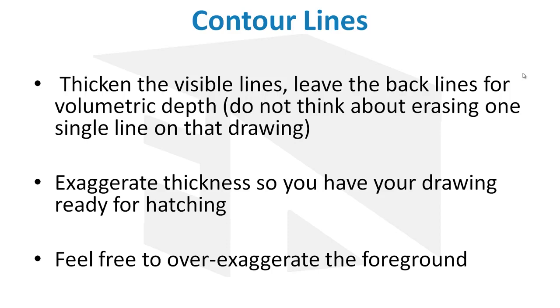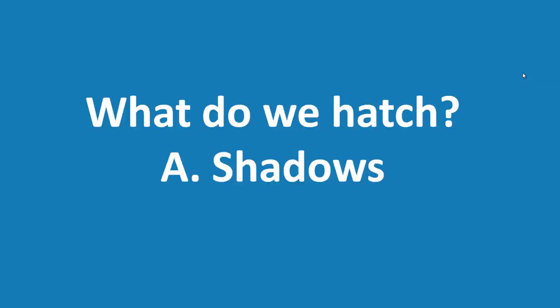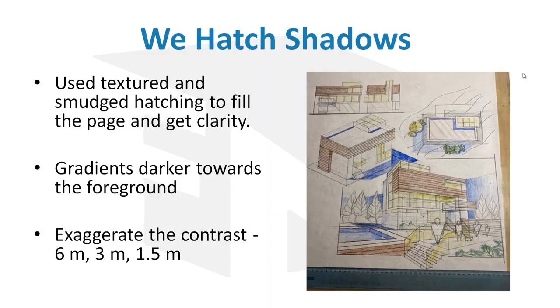Obviously you'll see this applied on a classical building, on a Renaissance building. Thicken the visible lines to get that clarity. Again, it's just line drawing. Exaggerate the thickness, get your drawing ready for hatching. You can obviously feel free to exaggerate the foreground to get more spatial depth. For hatching, again, what do we hatch? Shadows.